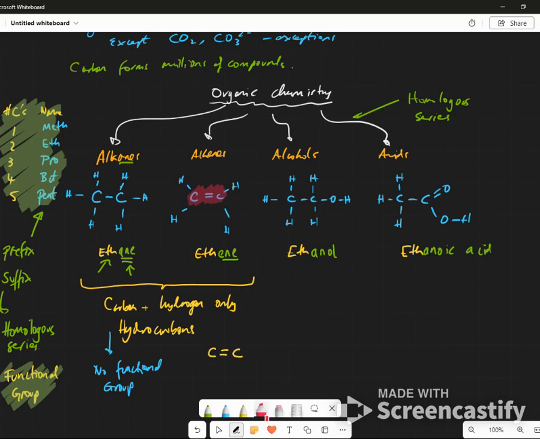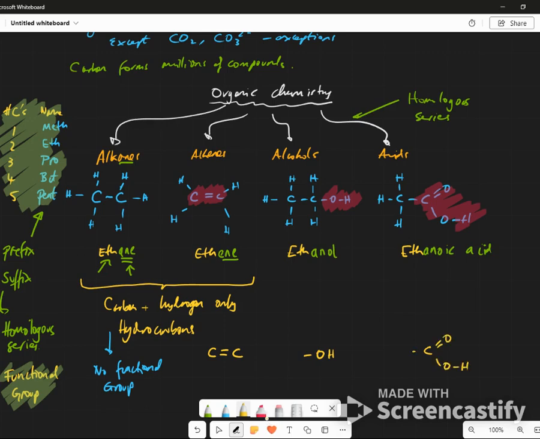The functional group of an alcohol is the OH bit at the end. So this is the OH. And the functional group of a carboxylic acid is that bit at the end, the COOH.